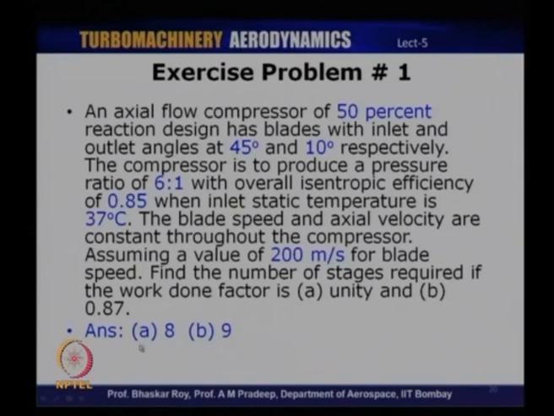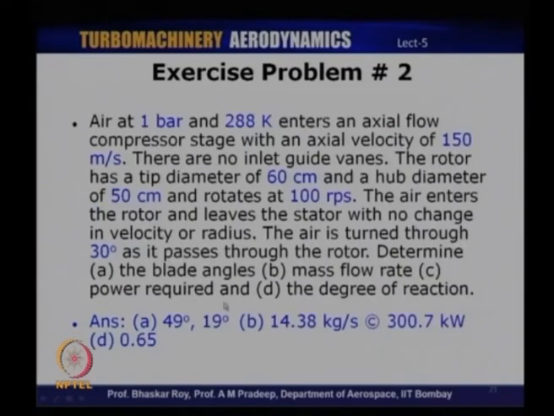The answer for part A is 8 stages if the work done factor is unity. With a work done factor of 0.87, you need more stages to generate the same pressure ratio, that is 9 stages. So, this is the first exercise problem.